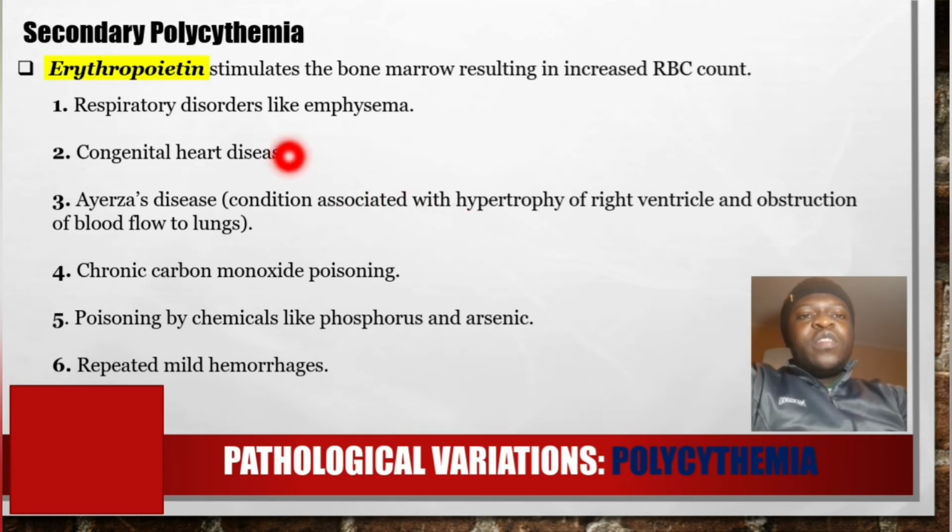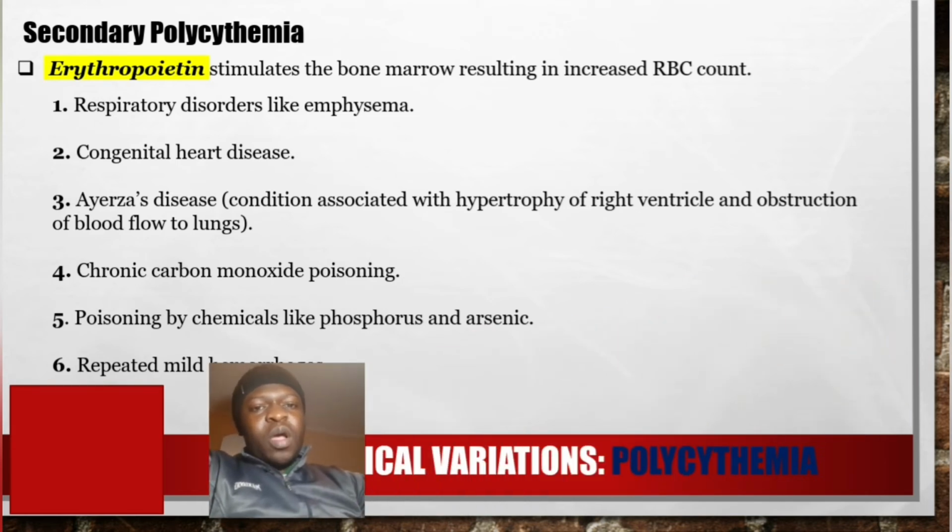Respiratory disorders like emphysema, congenital heart disease, which is a condition associated with hypertrophy of the right ventricle and obstruction of blood flow to the lungs. Chronic carbon monoxide poisoning, poisoning by chemicals like phosphorus or arsenic, and it also occurs in repeated mild hemorrhages, right?